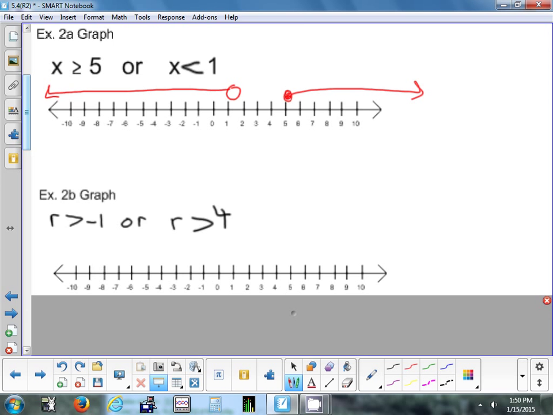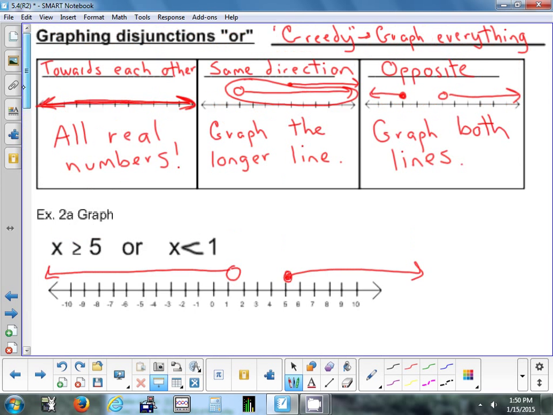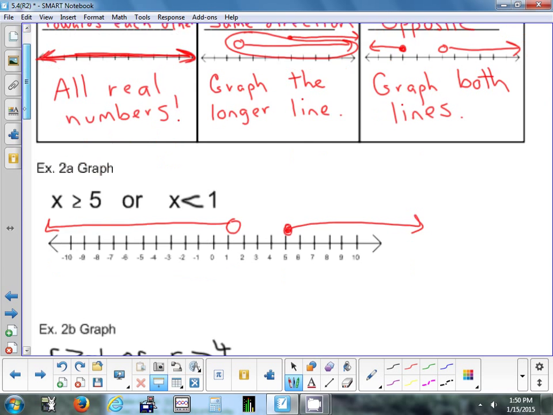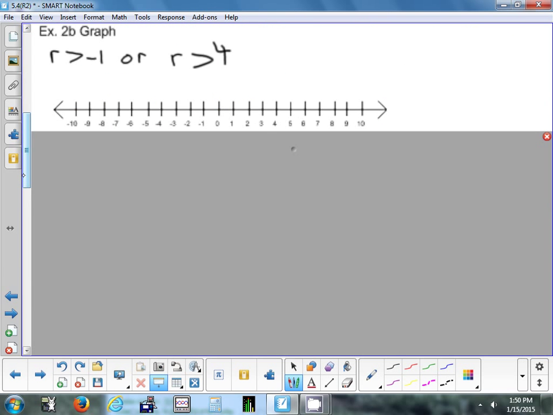If I go back up, so they're both going in the same direction, right? They're both lines going in the same direction. Victoria, what situation do I have there? The first box, the second box, or the third box? The second box. So what should I do? Let's go back down, graph the longer one. Which one's going to be longer? x is greater than -1, or x is greater than 4? The -1. So I'm going to put my open circle.